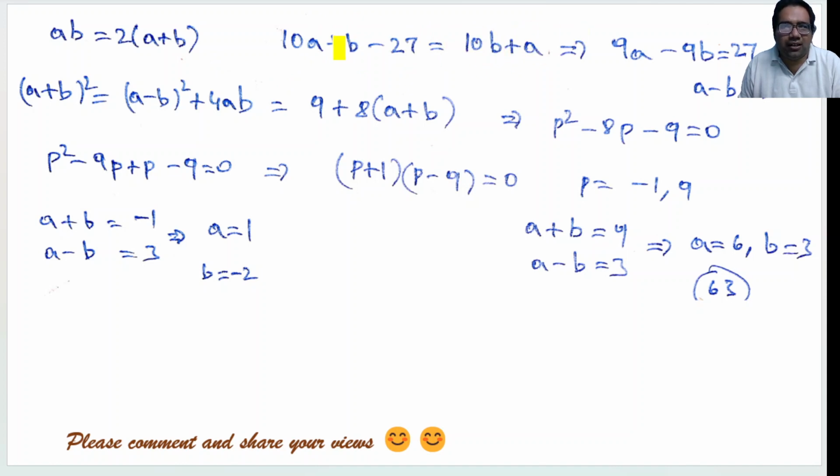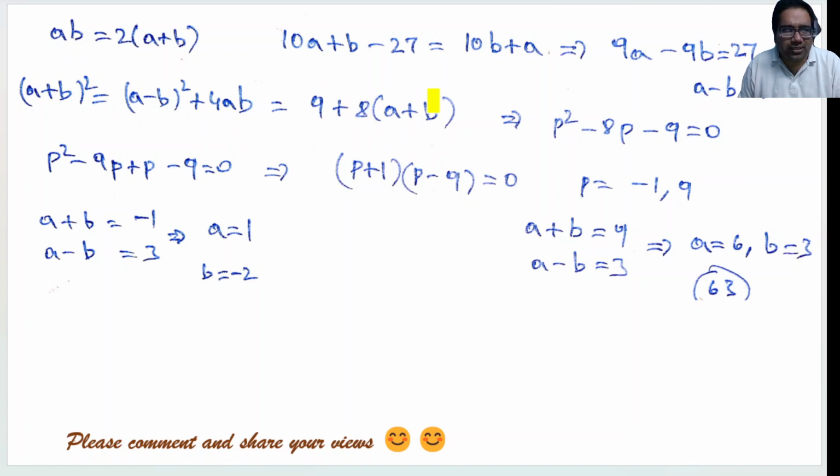What does that mean? 10A minus A is 9A, plus B minus 10B is minus 9B, equals 27 on the other side, so 9 times A minus B equals 27, and A minus B equals 3. We know A plus B whole square equals A minus B whole square plus 4AB. A minus B whole square is 3 square, which is 9. And AB is 2 times A plus B, so 4AB is 4 times 2 times A plus B, which is 8 times A plus B. So A plus B whole square becomes 9 plus 8 times A plus B.